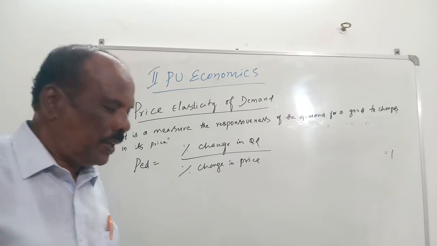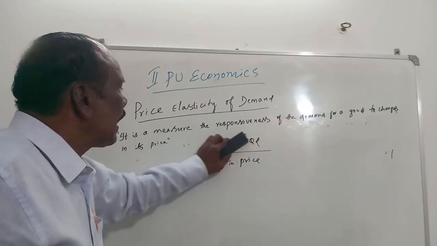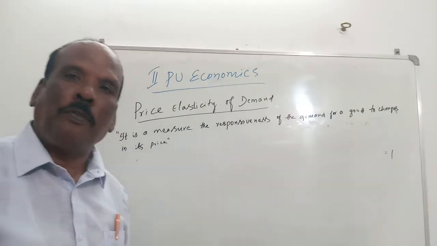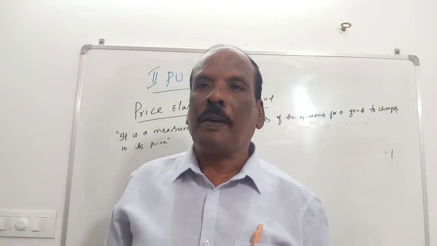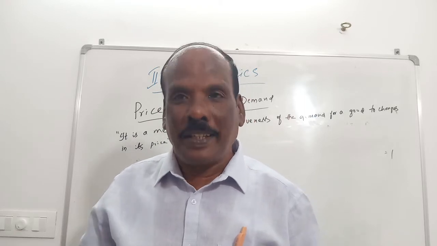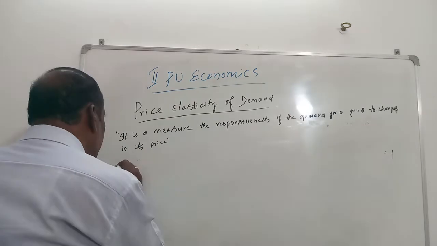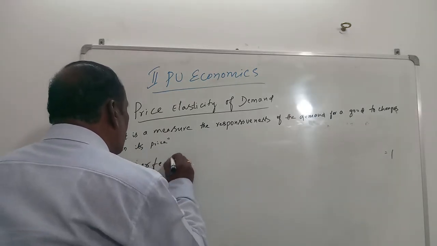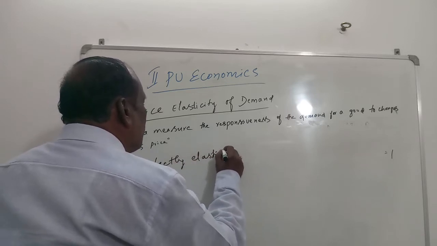That I have explained. Now let us understand the different types of price elasticity of demand. There are five types of price elasticity of demand, and they are called the classification of price elasticity of demand. Please understand. Number 1, perfectly elastic demand.